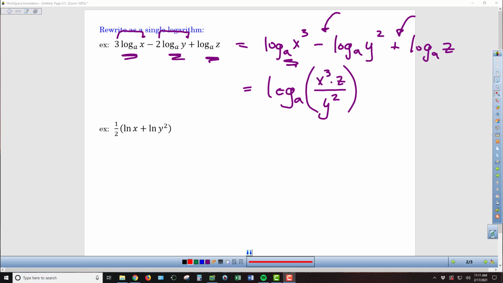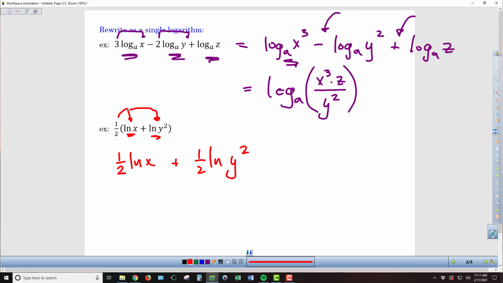In the second example, there's a couple different approaches that we can take, but I think our best bet is to distribute this 1/2 to both pieces first, then we can use that as a coefficient that can be moved inside as an exponent, instead of combining what we see inside first and then multiplying by the 1/2. But if we did that, we would be just fine. But if we distribute, we end up with 1/2 times the natural log of x plus 1/2 times the natural log of y squared.